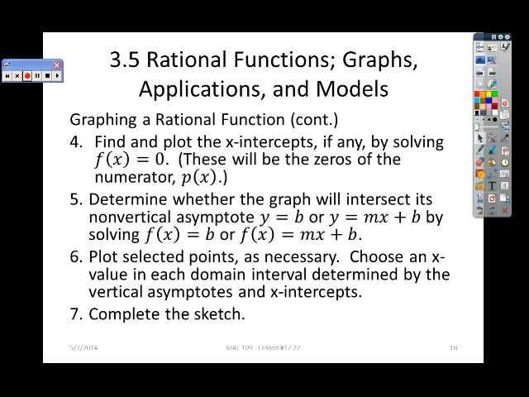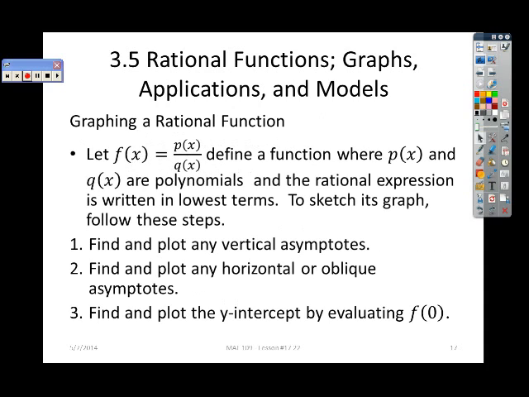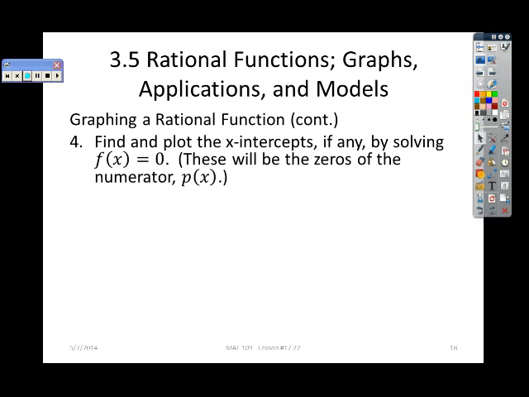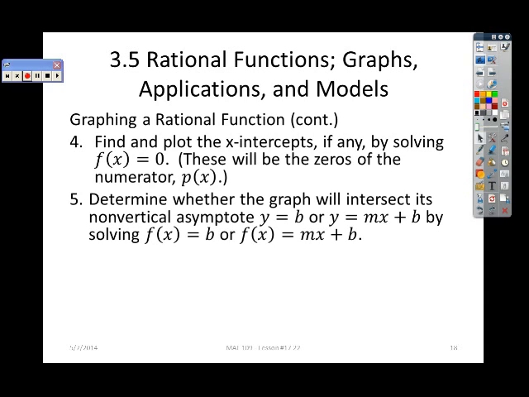Okay, so we plotted the asymptotes, we plotted the y-intercept, we plotted the x-intercepts. Then, because it may be that your graph can cross a non-vertical asymptote, either the horizontal or the oblique, you have to find out whether it does or not.